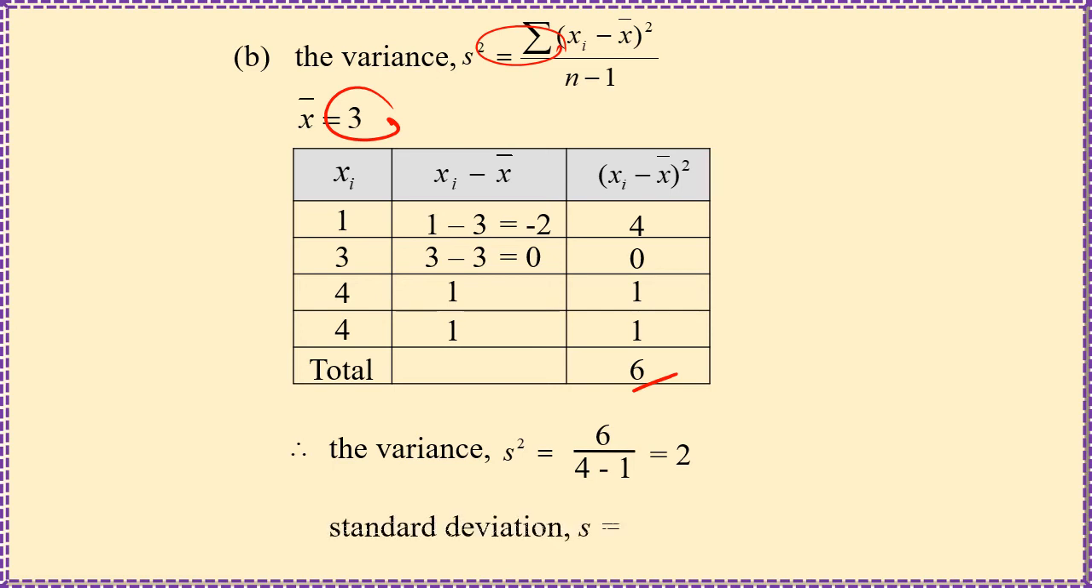How about the standard deviation? The answer will be the square root of 2. You can put the answer as square root of 2 or just put in decimals, which is equal to 1.414. So this is the answer for part B. Now continue with the next example.